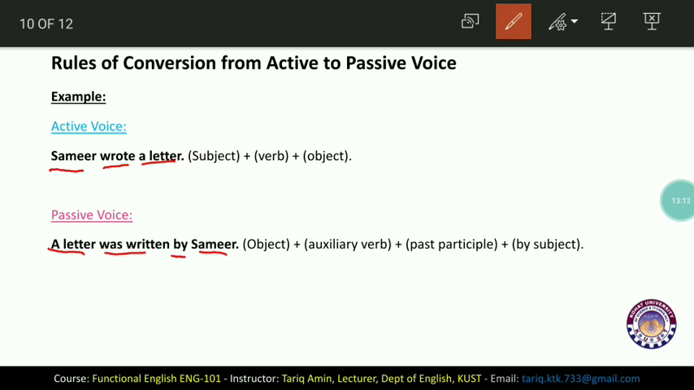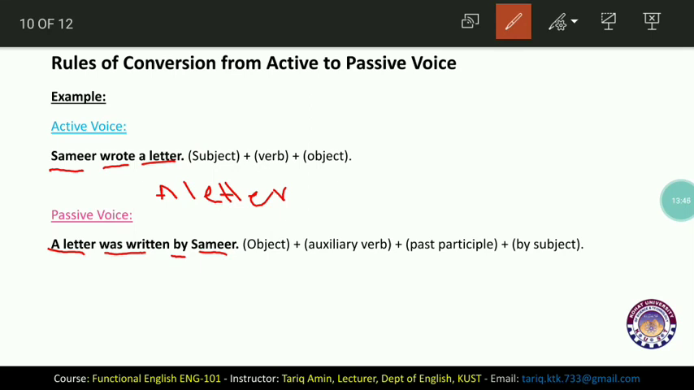Okay, let's apply the rules that we have discussed in the previous slide. First of all, you need to identify the subject, verb, and object. So in this example, Samir is the subject, wrote is the verb, and a letter is the object. And the second step was you need to change the object into subject. A letter over here is the object in this example, so we need to change it into subject. So a letter, we have changed object into subject.